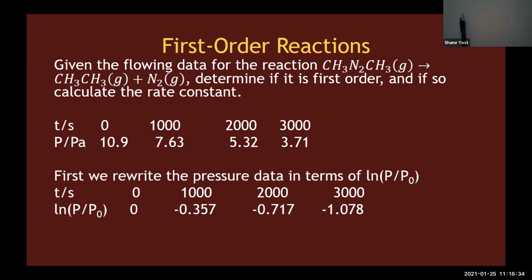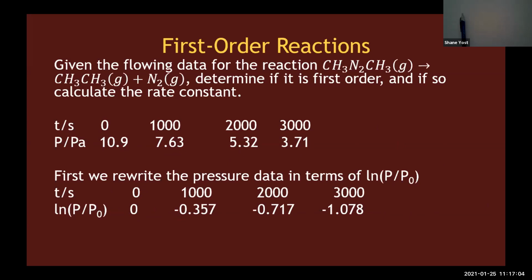Now here I took the pressure and divided by the initial pressure, so I divided everything here by 10.9. So I did 10.9 divided by 10.9, 7.63 divided by 10.9, so on and so forth. I do that, and then the natural log of 1 is equal to 0, and so I have 0 here. And then I get these negative numbers based off the natural log of the ratios from above.